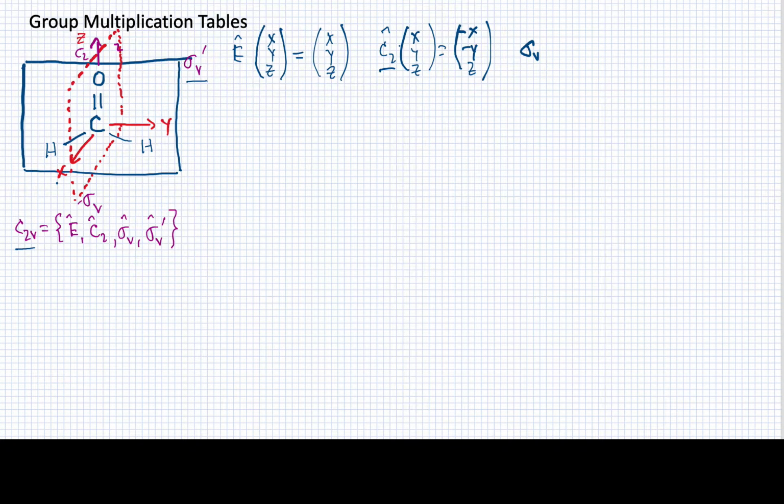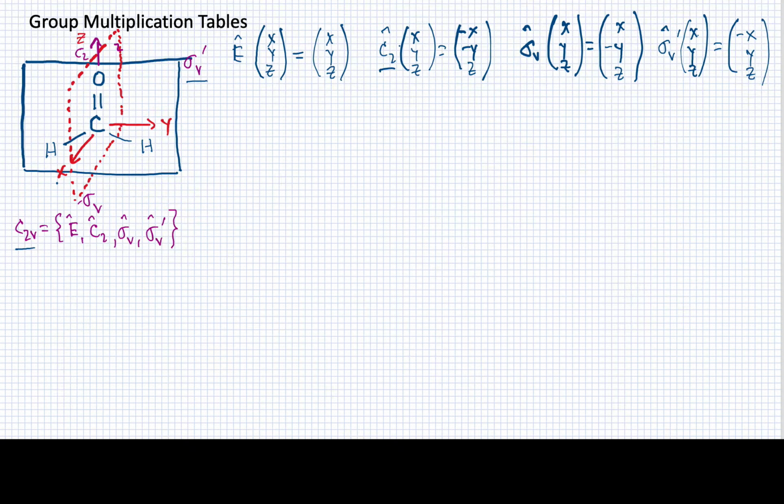For the sigma v operation, sigma v is the xz plane, so the effect that it will have on a vector xyz will be to reverse the sign of the y-coordinate, but the x-coordinate and the z-coordinate will remain the same. Finally, the sigma v prime operator operating on x, y, z, this one's in the yz plane as drawn here. And so this one is going to reverse the sign of the x-coordinate but leave the y and the z-coordinates unchanged. All right, so this is going to be the cumulative effect of each of these operations that belong to the C2V point group on these elements.